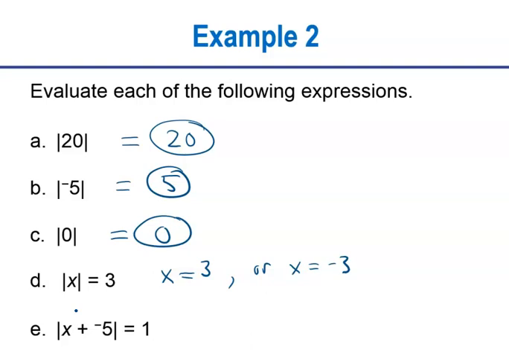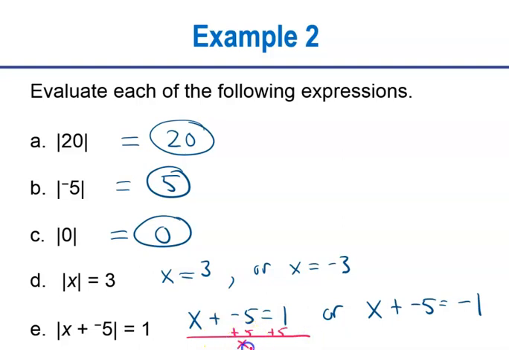All right, let's do this again for the absolute value of x plus negative 5 equals 1. So there's two ways we can think about it. We have x plus the opposite of 5 is equal to 1, or by definition, we have x plus the opposite of 5 is equal to negative 1, or the opposite of 1. Now, to solve this first equation, you know what we need to do? We need to add 5 to both sides, and you would get x is equal to 6. Here, we also add 5 to both sides, but in this case, we get x is equal to 4.